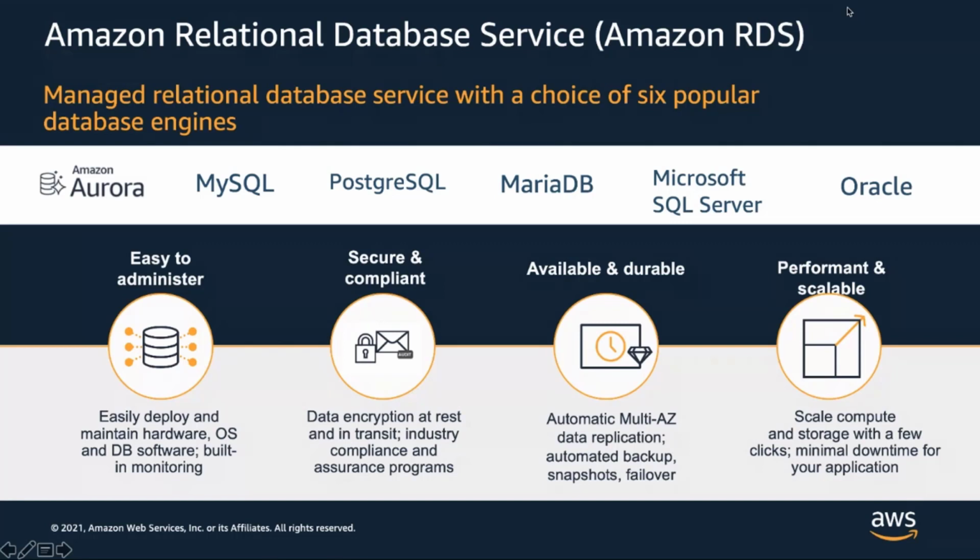RDS makes it easy to administer databases. Automation takes care of configuring instances in storage, installing and managing operating systems and database software, and simply presents you a database to connect to. RDS also has capabilities that allow you to create secure and compliant configurations, including network and storage encryption. RDS databases are highly available and durable, as we'll see in this talk today. And RDS also supports performant and scalable configurations, including compute scaling and storage scaling.